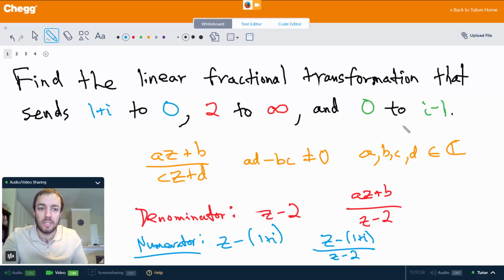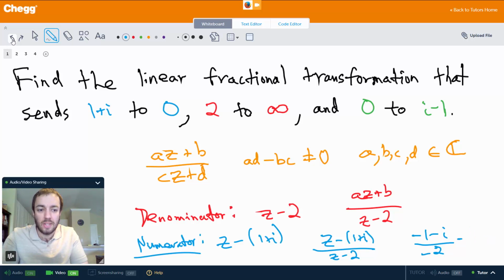But we're not quite done, because we have the additional restriction that 0 has to go to i minus 1. If we plug z equals 0 into here, we get minus 1 minus i all over minus 2, which simplifies to 1/2 plus 1/2 i. And that is not equal to i minus 1. So we have a problem here, and it might look like we're stuck, but actually we're not.